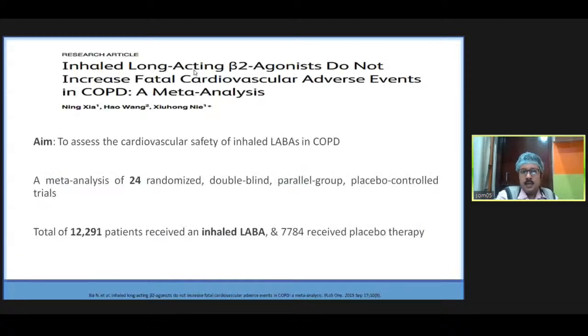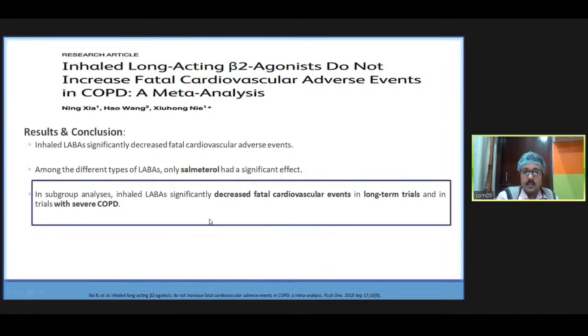So inhaled long-acting beta-2 agonists do not increase fatal cardiovascular adverse effects in COPD patients. So different studies, you can see around 12,291 patients received inhaled LABA or placebo. So inhaled LABA significantly decreased fatal cardiovascular events in the long-term trial.